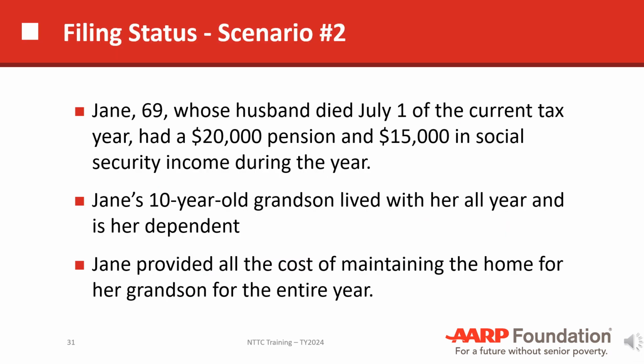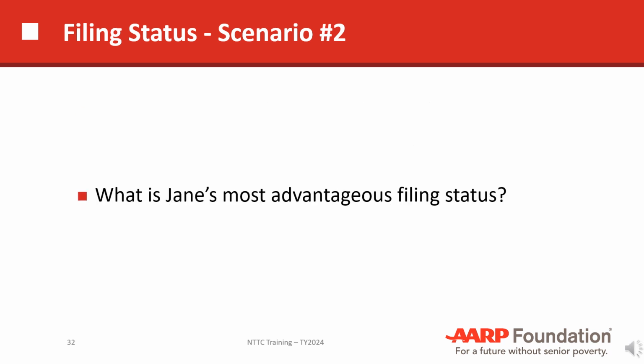Scenario number 2 for filing status. Jane is 69 years old, whose husband died July 1st of the current tax year. She had a $20,000 pension and a $15,000 Social Security income during the year. Jane's 10-year-old grandson lived with her all year and is her dependent. Jane provided all the cost of maintaining the home for her grandson for the entire year. What is Jane's most advantageous filing status?